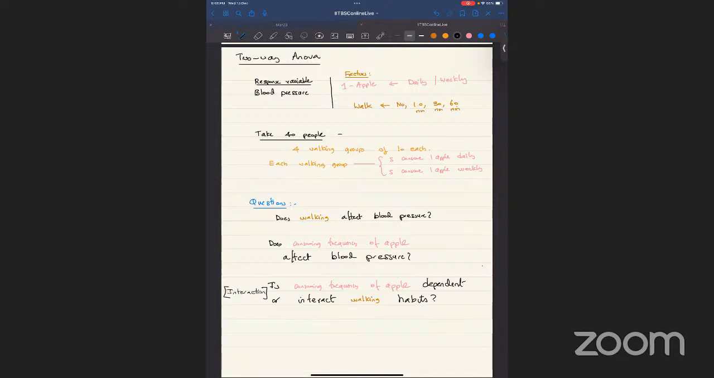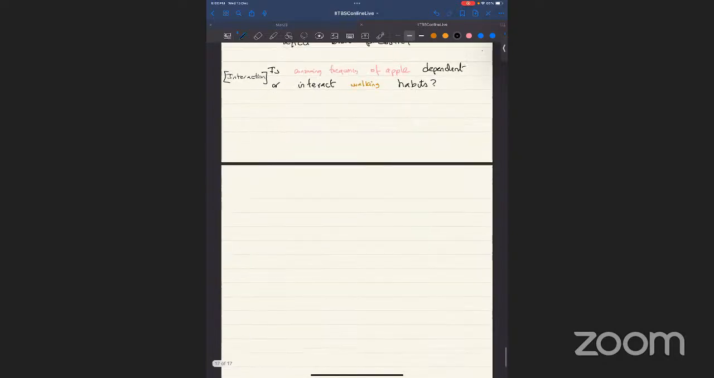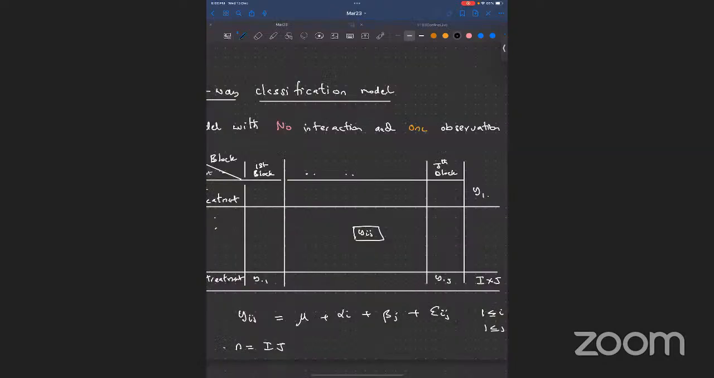And this is one typical situation where you use two-way ANOVA. You have two factors and one response variable, and you don't just want to know what each one would do, you want to know what they would do together. That's the idea.